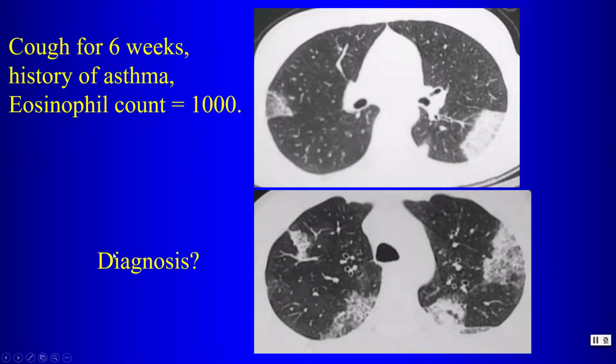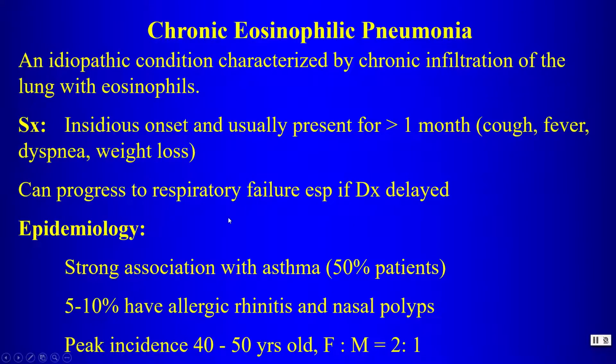Well, we see on the CT that indeed these consolidations are peripheral in distribution, and with the history of asthma and symptoms present greater than a month, we should think about chronic eosinophilic pneumonia. So this is an idiopathic condition. It's characterized by chronic infiltration of the lung with eosinophils. Symptoms are usually present for greater than a month. It can progress to respiratory failure, especially if the diagnosis is delayed.